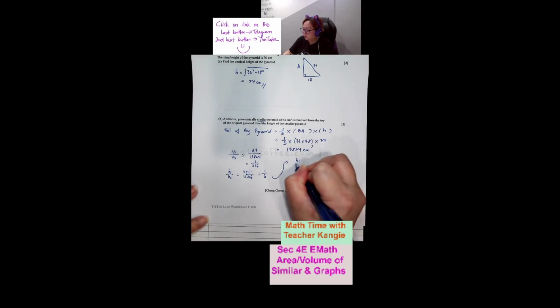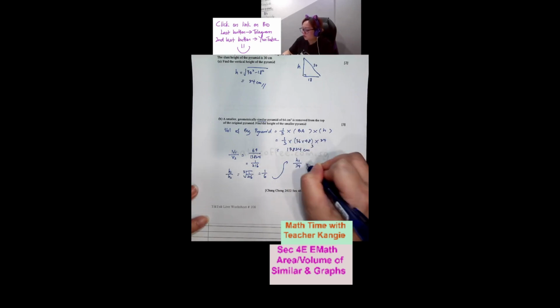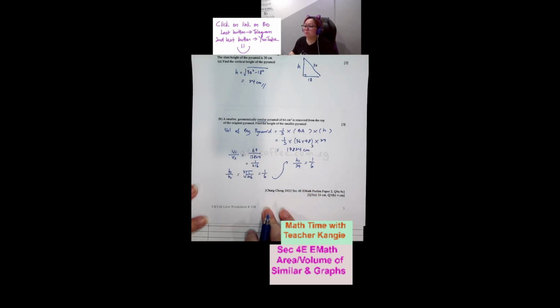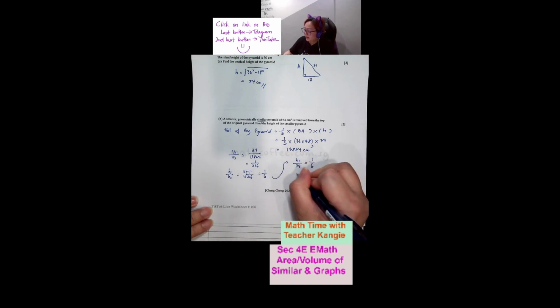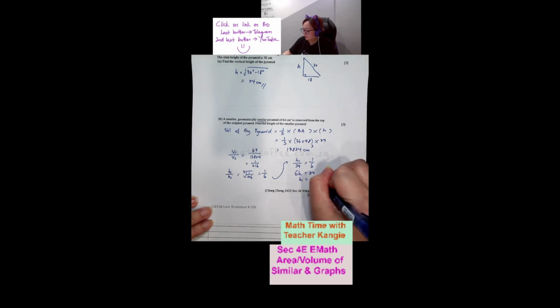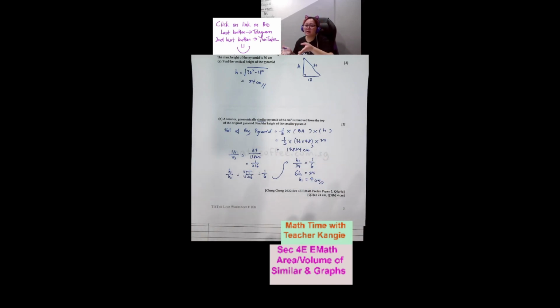You will leave it as unknown. So it's H1 over 24 is equal to 1 out of 6. And then cross multiply. 6H1 equals 24. So H1 equals 4. And that will be the height of the smaller pyramid. Done. Ta-da! Okay, now let's go to question 4.